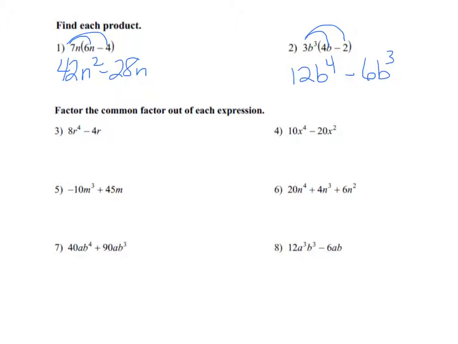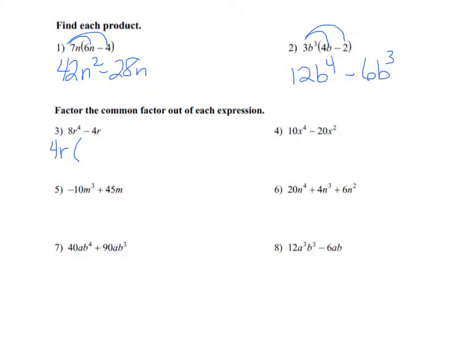Okay, so looking on number 3, what's the number common factor? What goes into 8 and into 4? And you should say, oh, well, 4 goes into both of those. So I'll factor out a 4. And then I look at my r's and I say, well, this one has 4 r's, but this one only has 1. So I bring out, basically, whichever one has the fewest. So I'm going to bring out just 1 r. And then you write what's left.